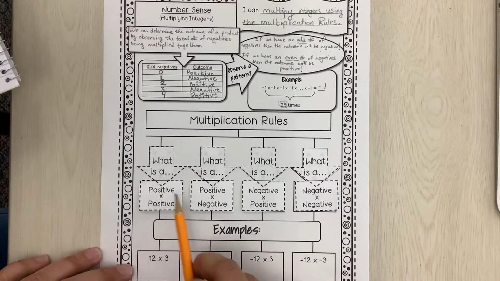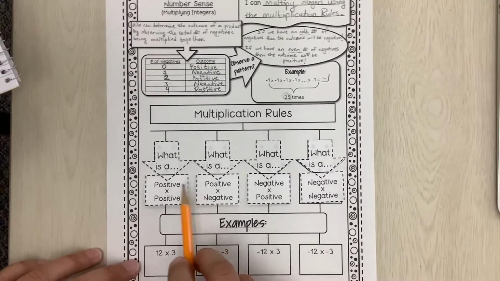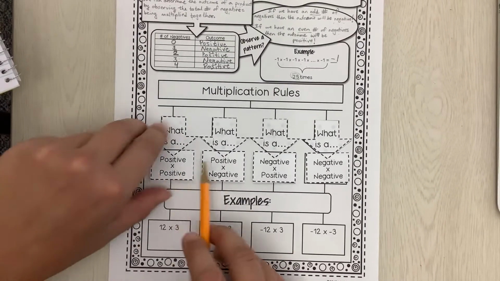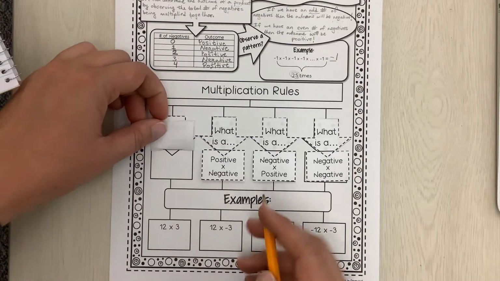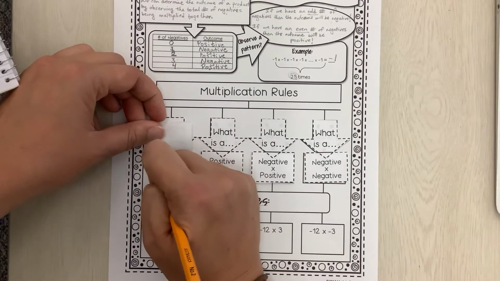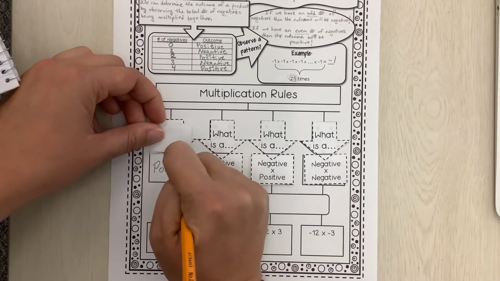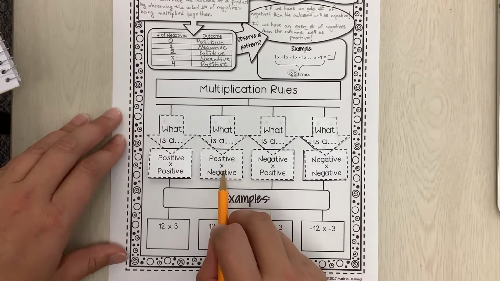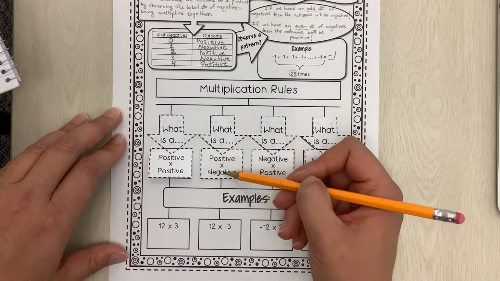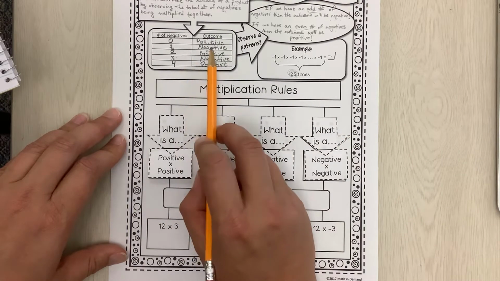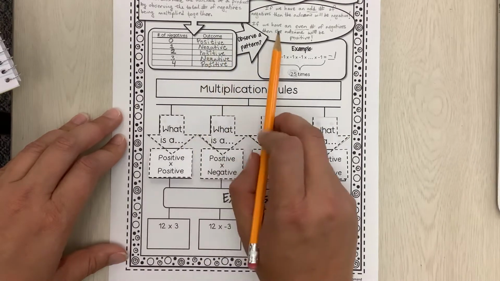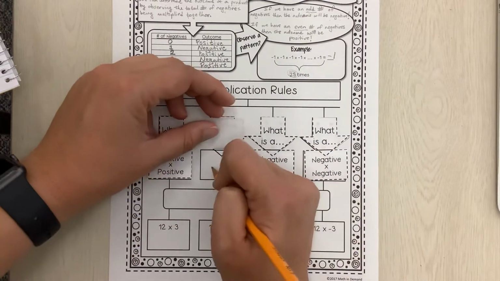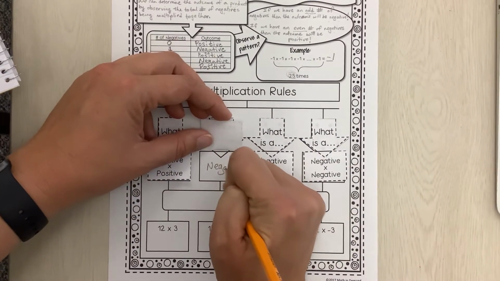So let's do some of these notes in here then and see what we get. If it's a positive times a positive, well, that's 2 positives, no negatives at all. So my answer is going to be positive. What is a positive times a negative? Well, that's 1 negative. 1 negative makes it negative because it is an odd number. So my answer is going to be negative.